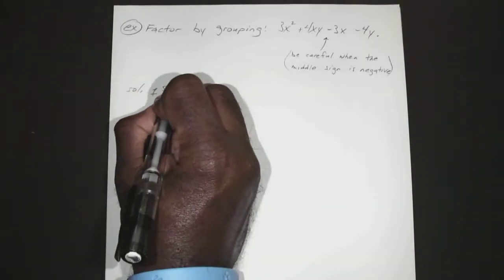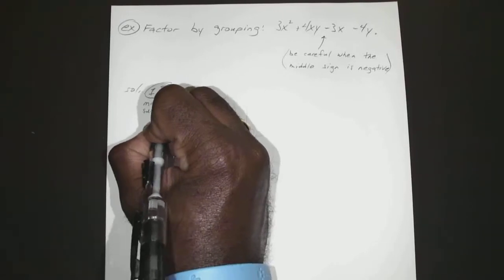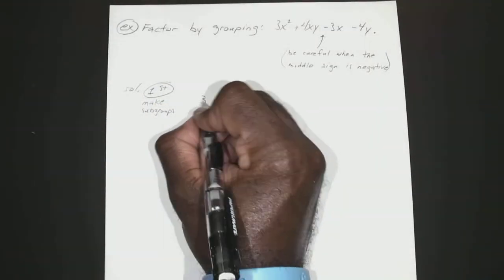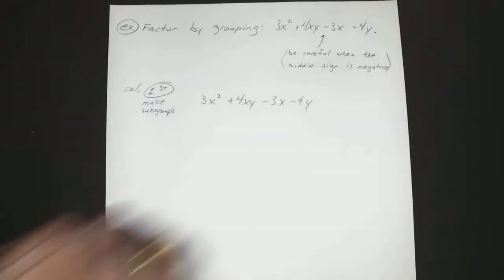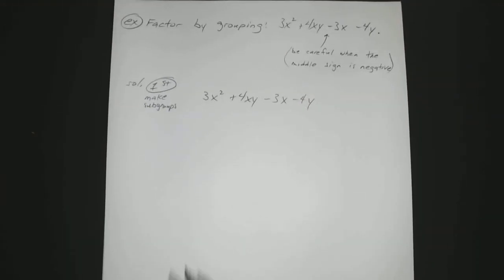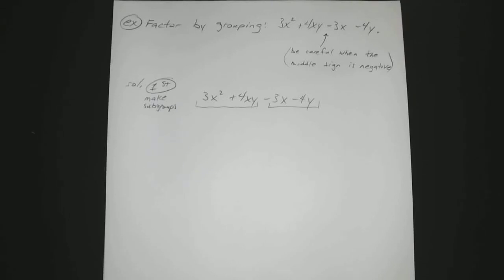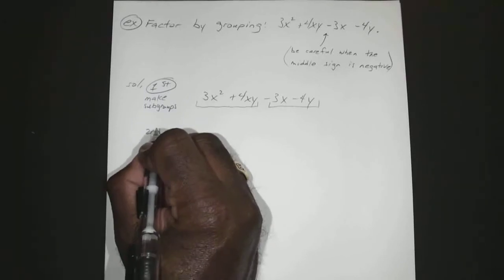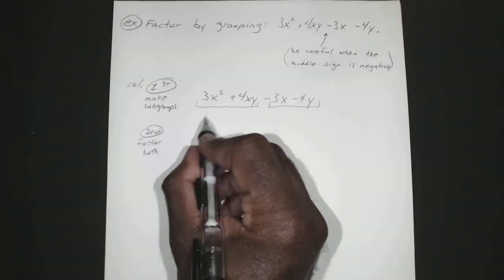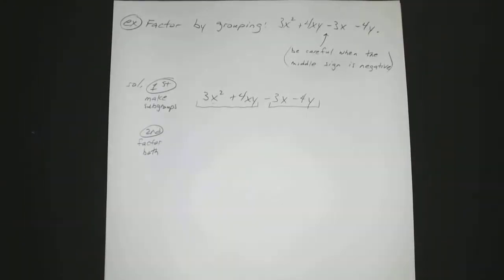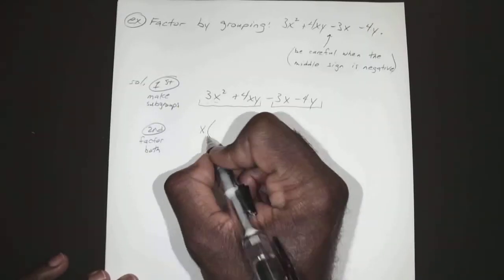Okay, so your first step is you want to make your subgroups. Okay, so you have 3x squared plus 4xy minus 3x minus 4y. And you make your subgroup there and your subgroup there. So your second step, you're going to factor both of those. Okay, so with this one, the only thing they have in common is an x term. 3 and 4 doesn't have anything that you can factor out of both. So if we bring an x right out to the front.